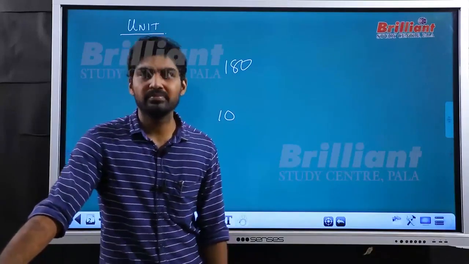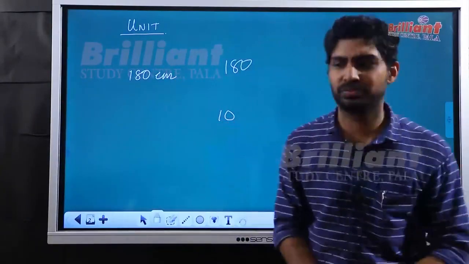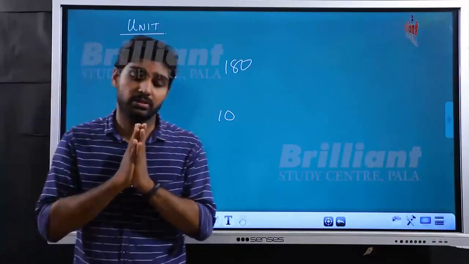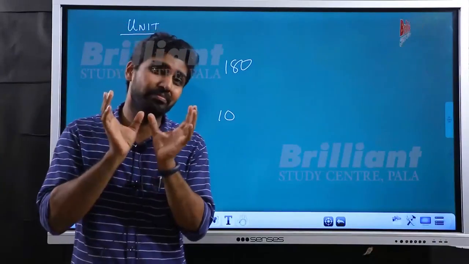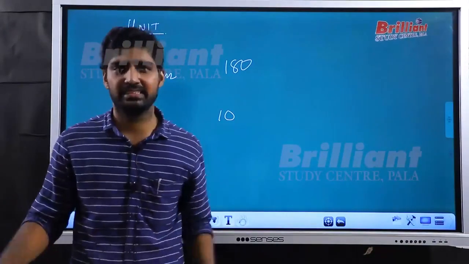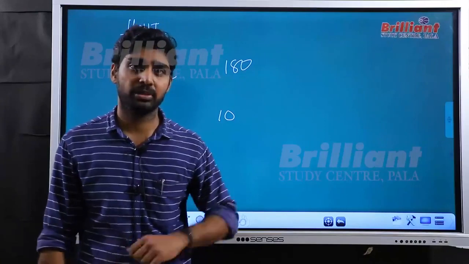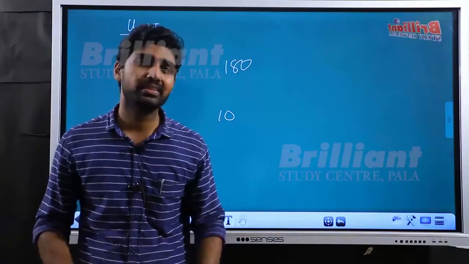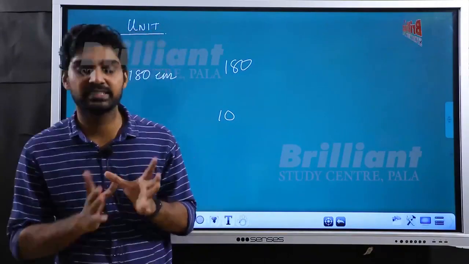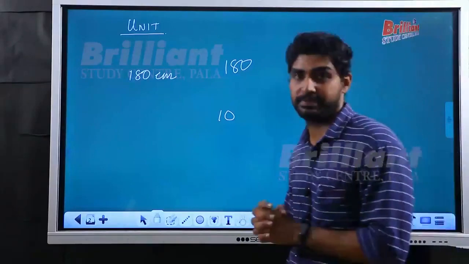So we cannot simply compare two objects without the help of a standard. That is what I was going to say. We cannot compare two physical quantities without a standard. I can say that I am taller than him or I am shorter than her, but to clearly define length, mass and all, we need certain standards, and these standards are what we call as units.